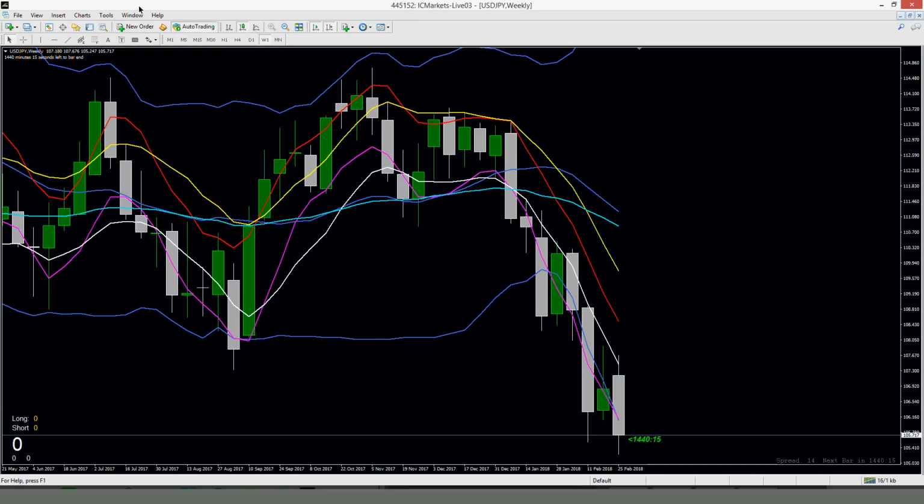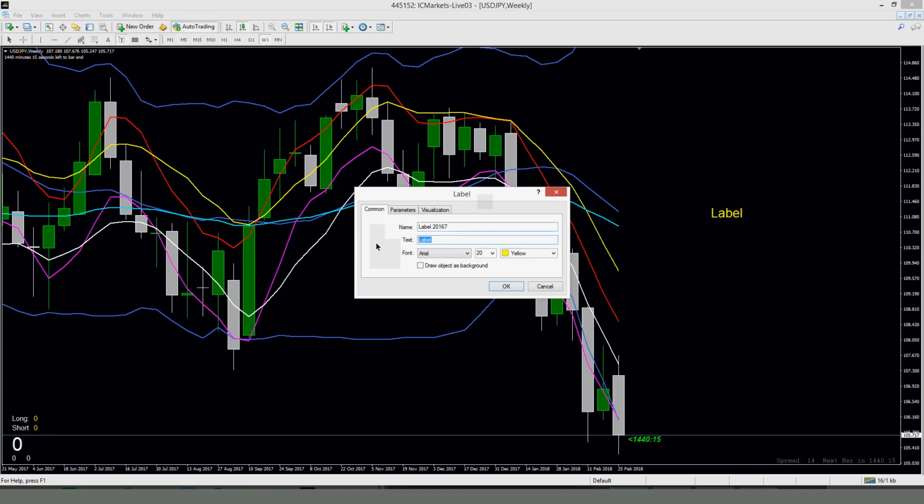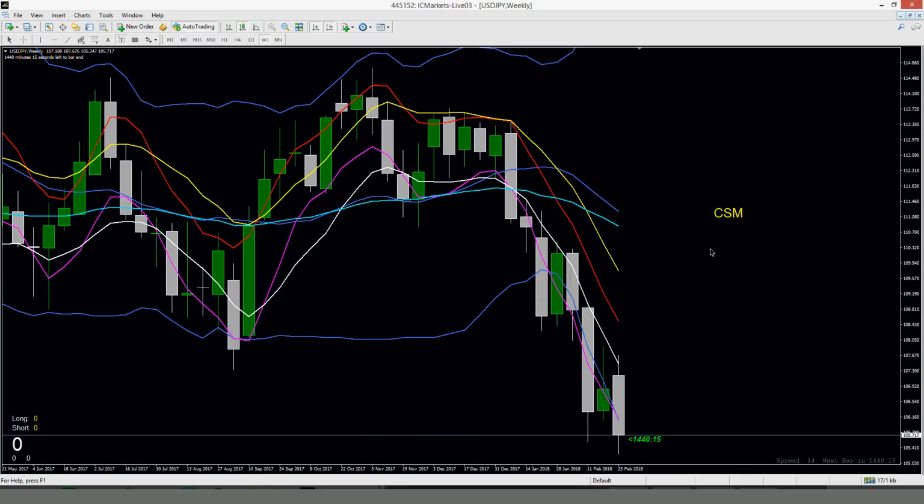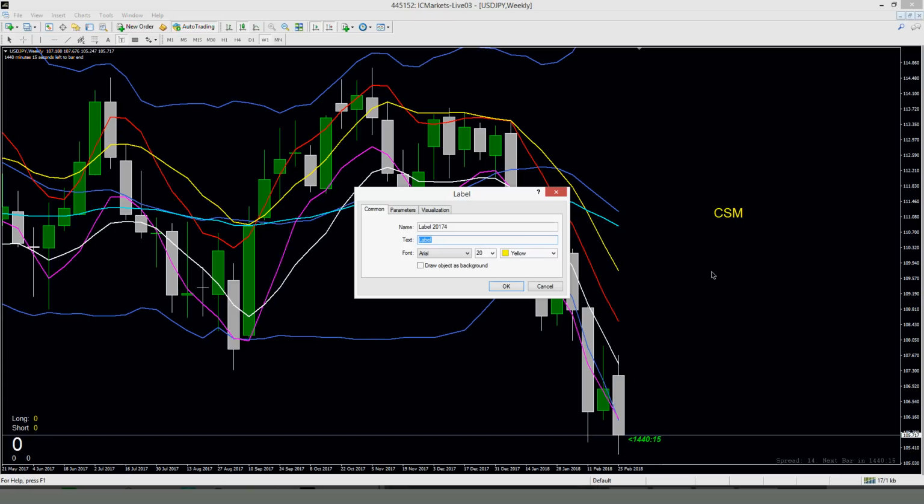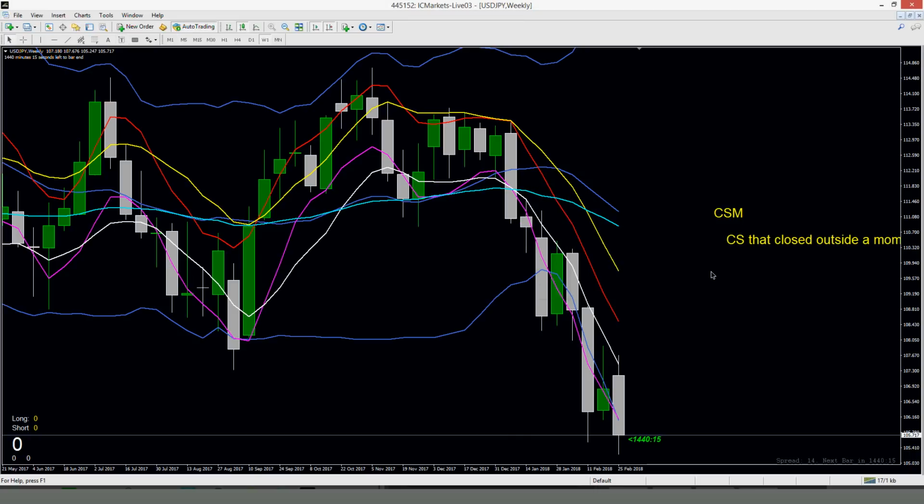So based on candlestick momentum, the definition for it, which people are always confused about, is first things first, a candlestick momentum definition is not a candle that closes outside BB. That's the first wrong interpretation of CSM. What people need to know is it is the candle that closed outside the momentum Bollinger Band. Okay, that's the most important thing that people need to understand.